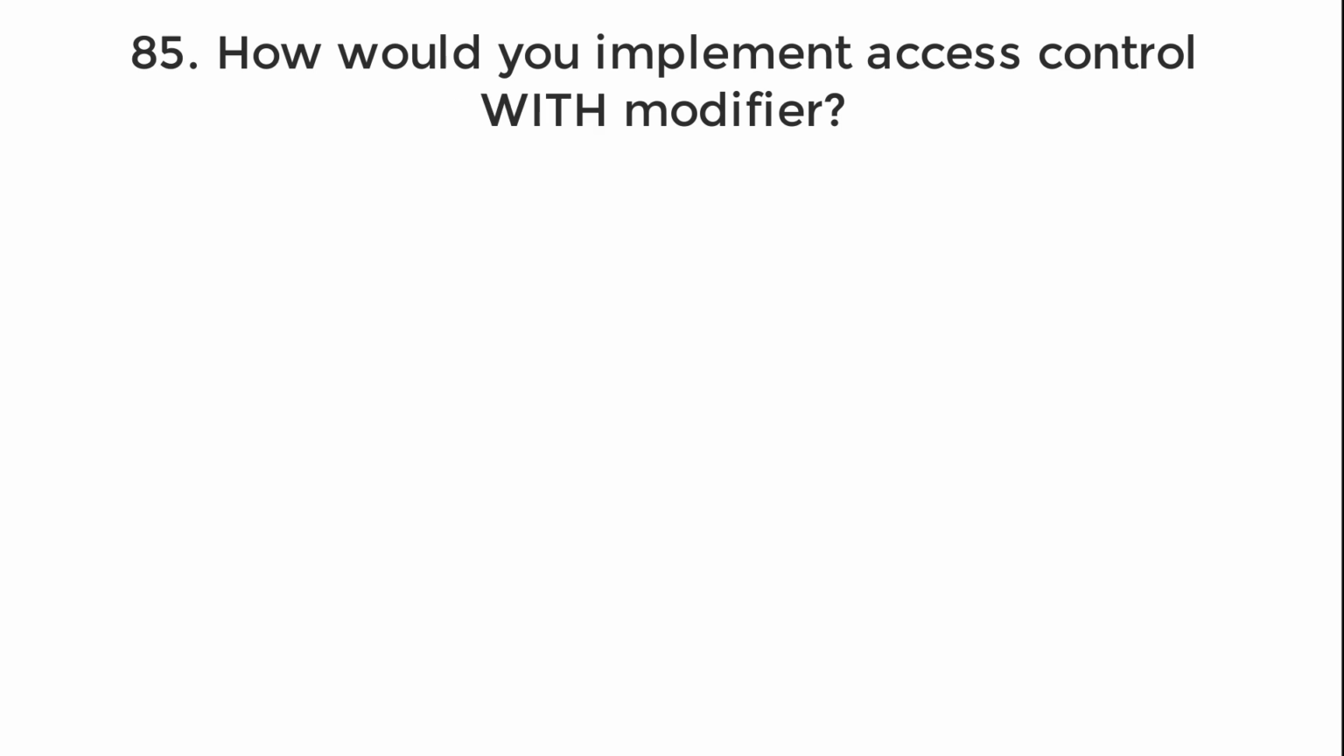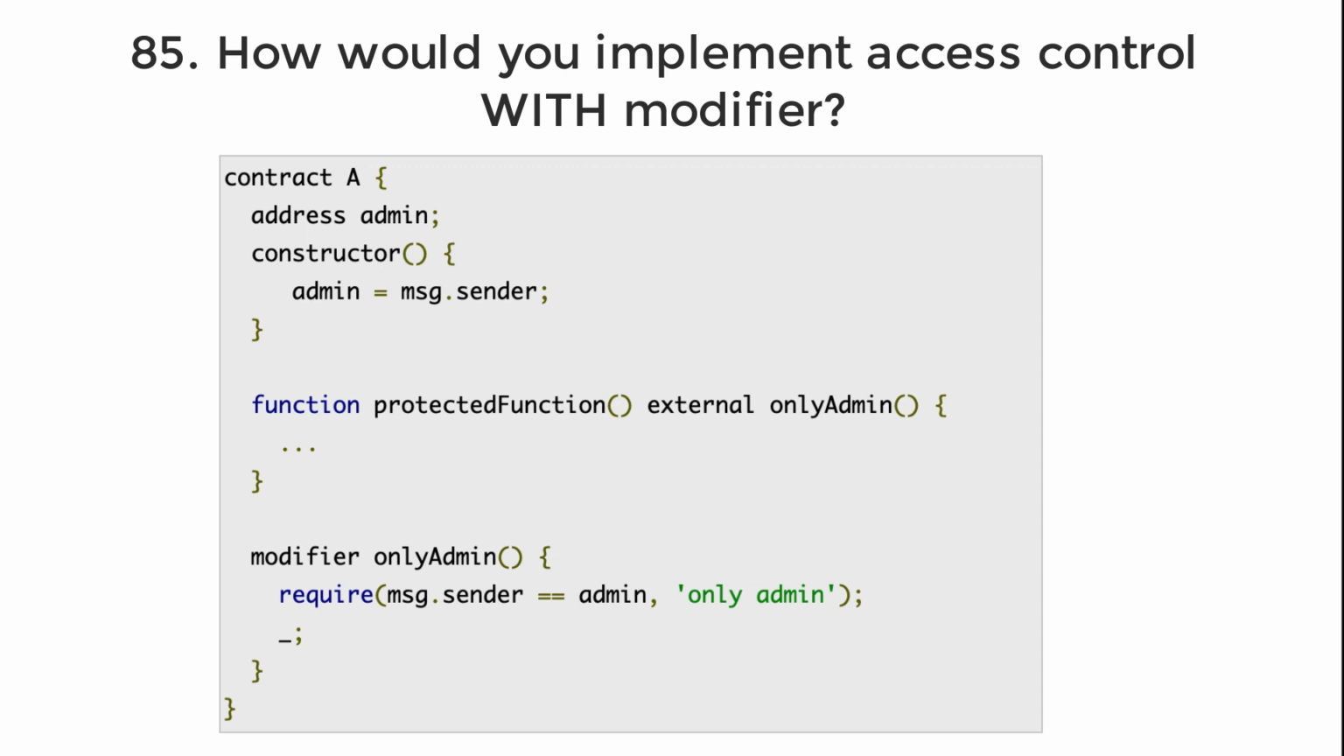How would you implement access control with a modifier this time? We're going to reuse the require statement that we used in the previous question, but we're going to move it to a structure called modifier. Modifiers are a piece of code that you can run before a function. First you define the body of the modifier, then you define a placeholder underscore, which represents the function to which the modifier will be attached.